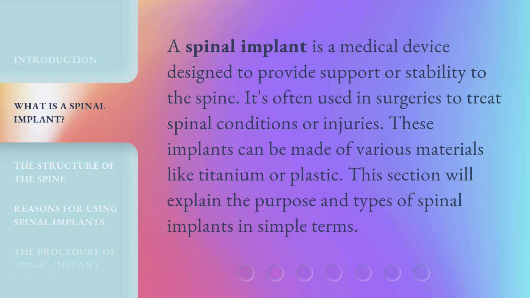A spinal implant is a medical device designed to provide support or stability to the spine. It's often used in surgeries to treat spinal conditions or injuries. These implants can be made of various materials like titanium or plastic. This section will explain the purpose and types of spinal implants in simple terms.